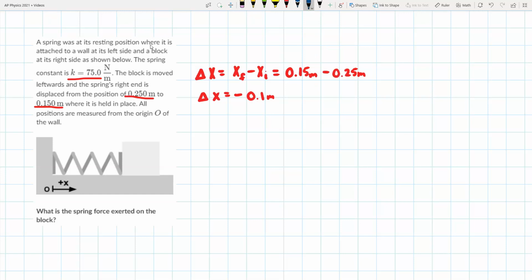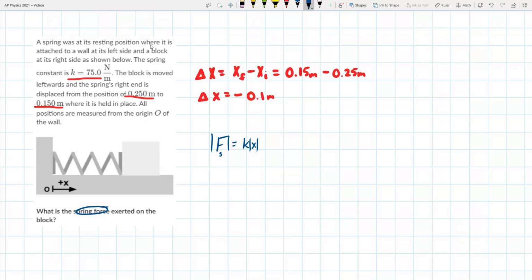So all the positions are measured from O. What is the spring force exerted on the wall or on the block? So this is another Hooke's law type question. Same equation that we talked about up above, right? Now remember, these were magnitudes, which means the direction does not matter, only the number.